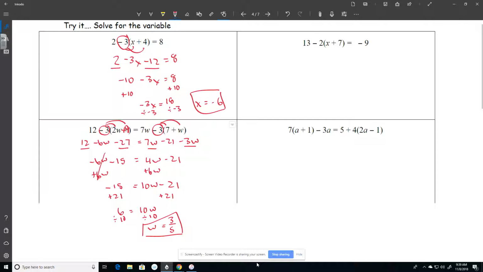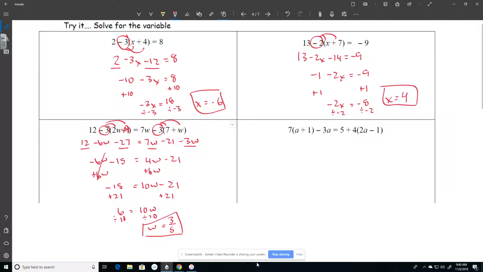Now, since you've already done this problem, I'm going to go ahead and go quickly. Distribute the negative 2. 13 minus 2x minus 14 equals negative 9. Combine like terms, 13 minus 14 is negative 1 minus 2x equals negative 9. I want to get the x by itself, so I have to get rid of the minus 1 first by adding 1. So negative 2x equals negative 8. And to get rid of negative 2, I divide by negative 2, x equals 4.